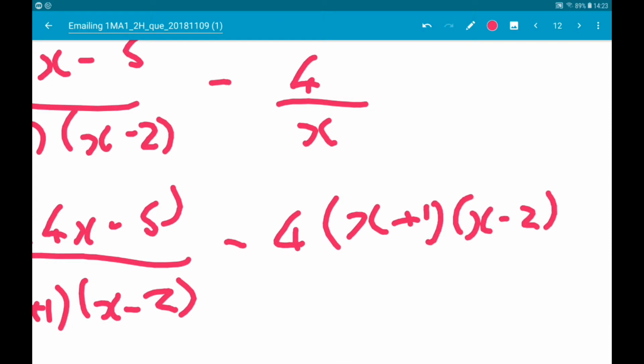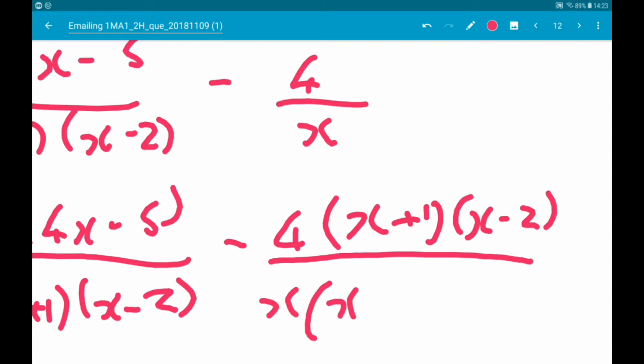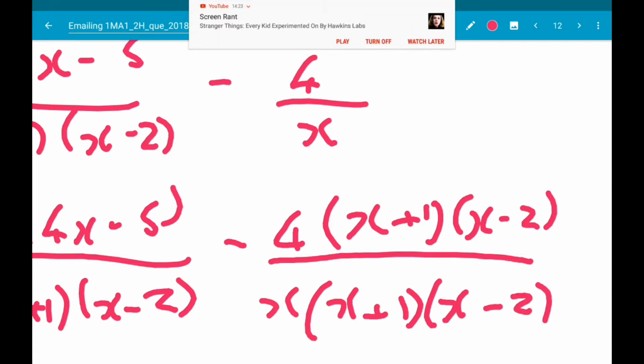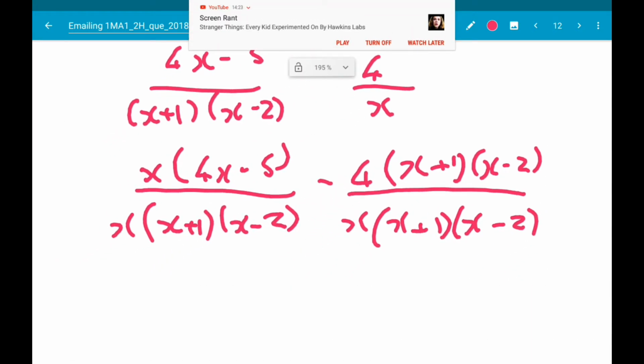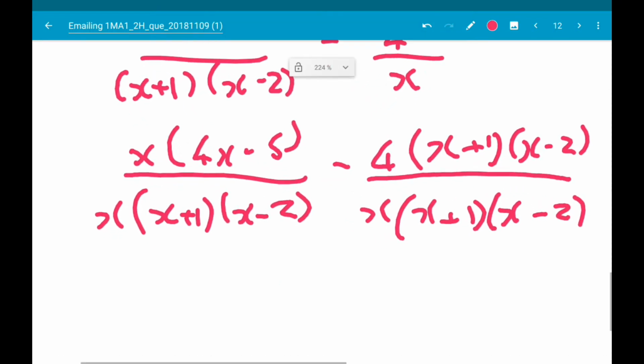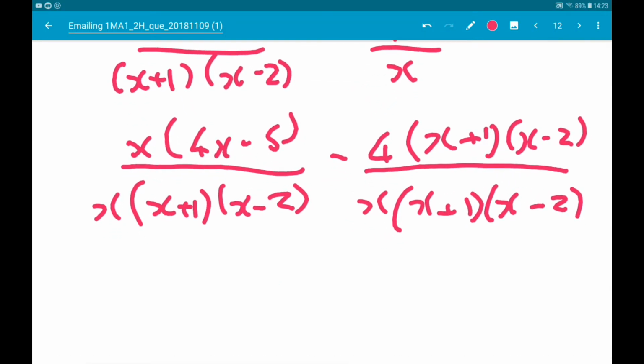So then that's all over x times x add 1 times x minus 2. Okay, so now we need to expand. So, if we do this first one, we get 4x squared minus 5x.